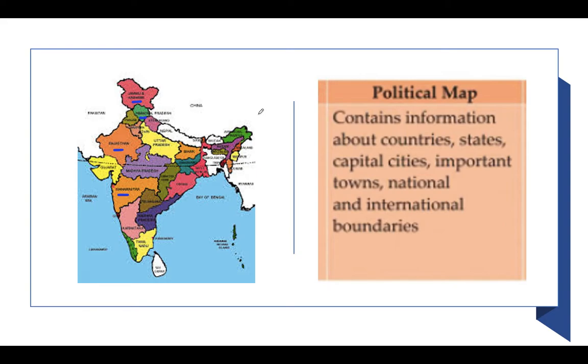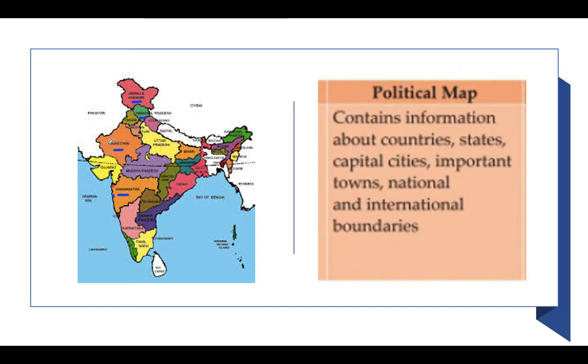So if it shows only the states, or only the capital cities in India, or if it shows important towns like Mumbai, Delhi, Kolkata, Bangalore or Chennai, then it is also a political map. At first you tell me, if it shows the states Rajasthan and Arunachal Pradesh, is it a political map or not? Yes, it's a political map.